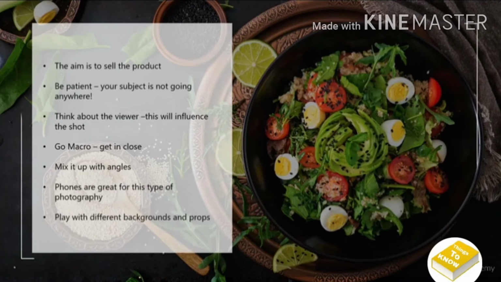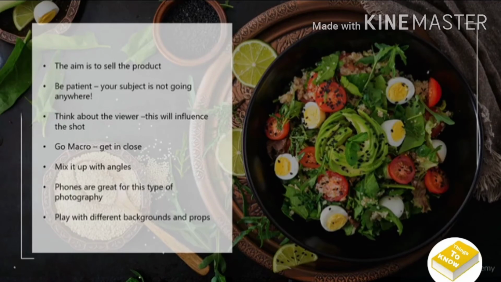And play around with lots of different props, play around with lots of different backgrounds as well to make your food look more appealing, to give it more rustic type of feel. Perhaps you're going with a different type of feel. Think about how you use extra ingredients, backgrounds and everything just to make the photograph look more professional.